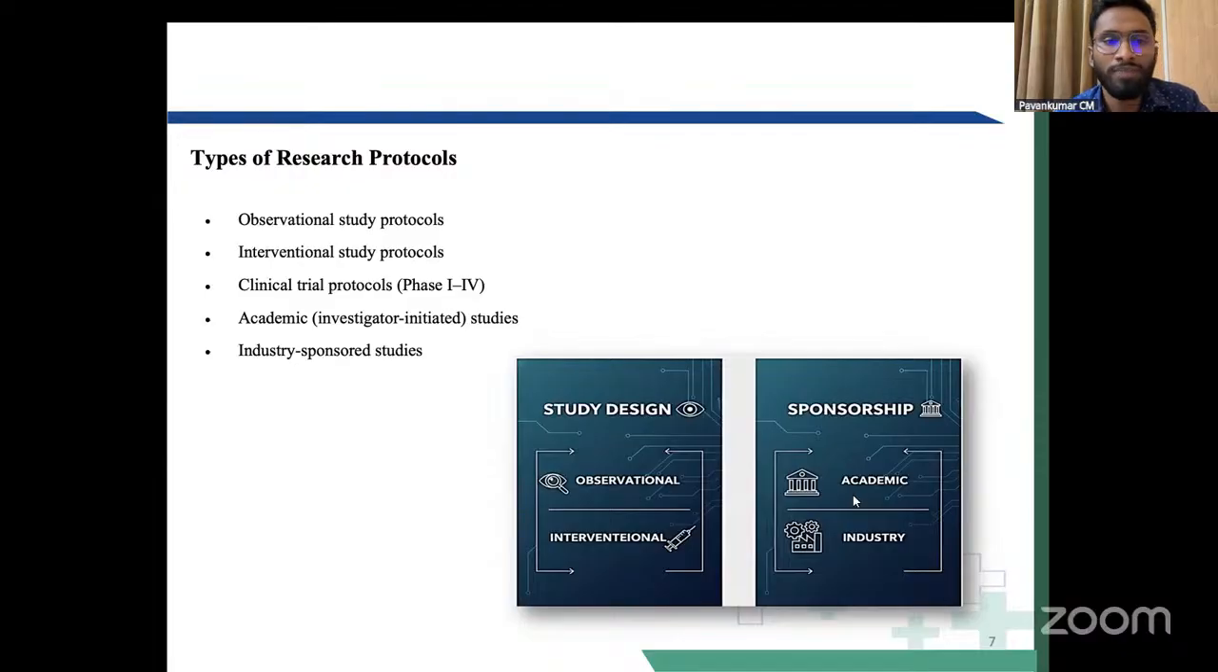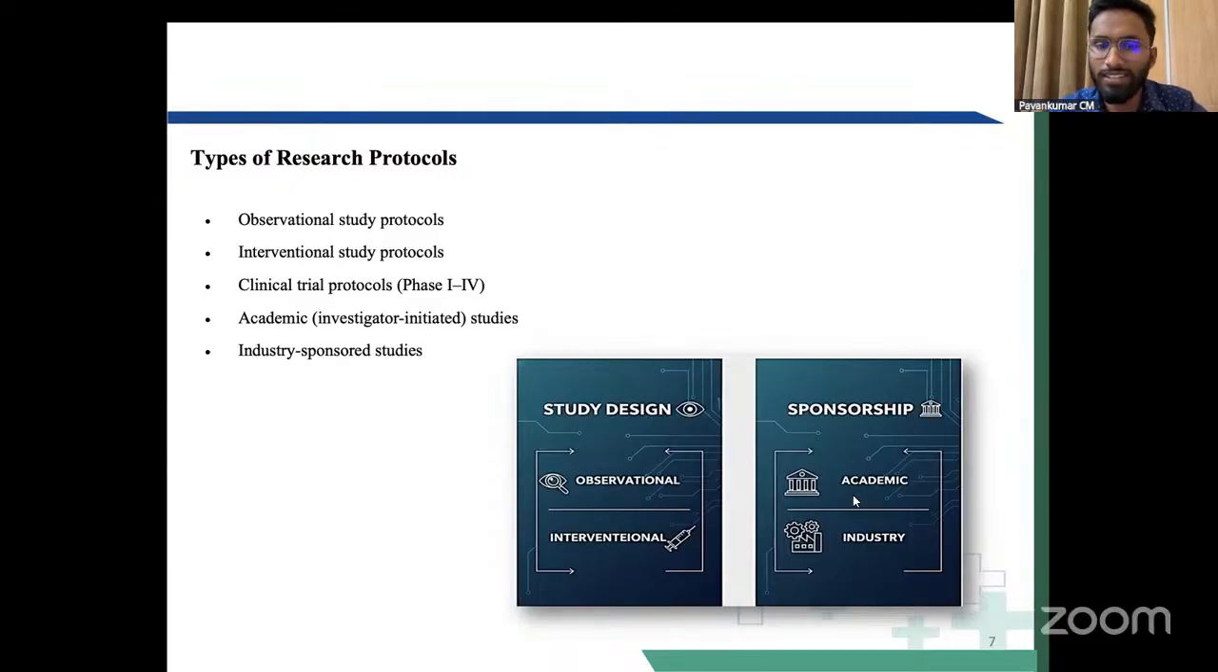And also academic, like investigator initiated studies will be seen, and also industry sponsored studies will be there, coming under clinical research. Even if you are a PhD student or any kind of basic researcher, you can collaborate with any industry person and carry out your study.